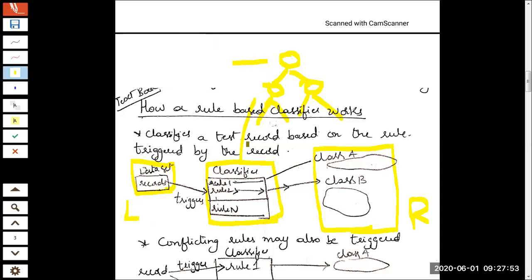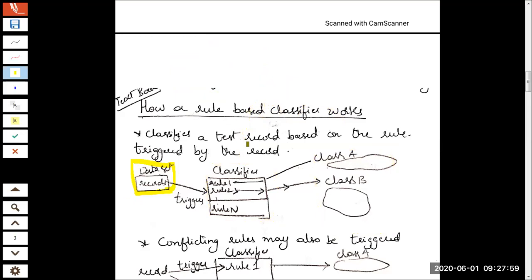Previously it was decision tree. Now it is rules. Okay, rule-based classifier. So what is a rule-based classifier? As the name itself indicates, we will use a training set. From the training set, you will build rules. That's it. Instead of building a decision tree, we will build rules. Rule 1, rule 2, you can see here. In this graphical representation, you can see rule 1, rule 2, rule 3 up to rule n.